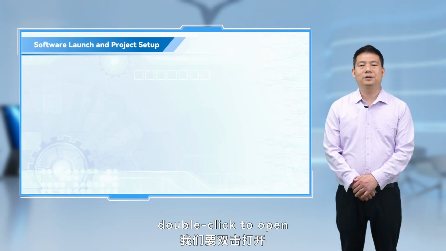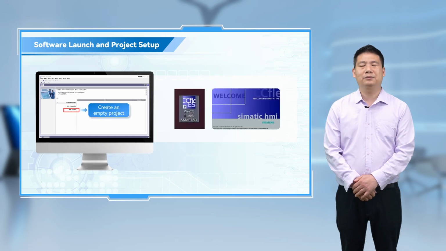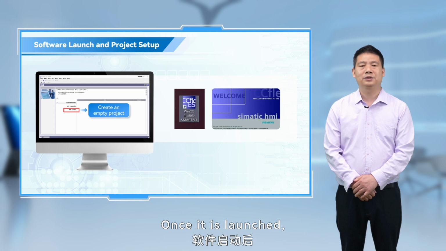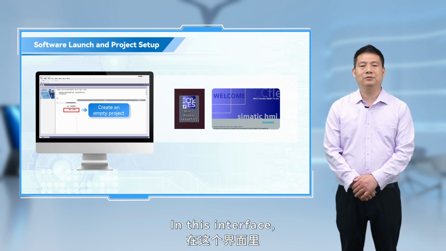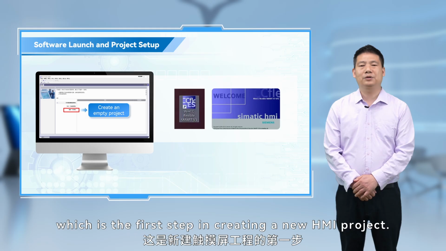First, double-click to open the Siemens 200 Smart Programming Software, WinCC Flexible Smart v3. Once it is launched, you'll be taken to the Project Wizard interface. In this interface, select to create an empty project, which is the first step in creating a new HMI project.